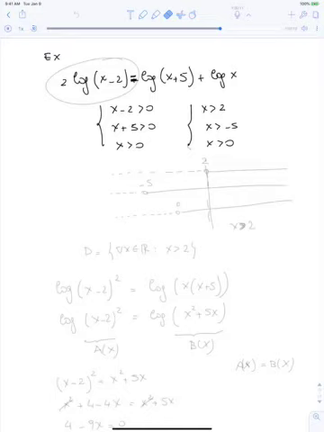Well, this is a system of inequalities. All these expressions have to be verified at the same time. 2 is the bigger number, so x greater than 2 is going to be the solution.